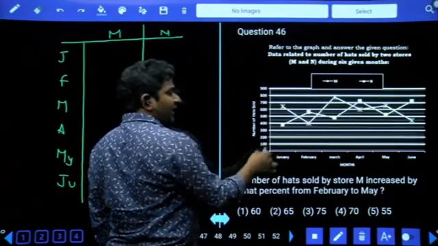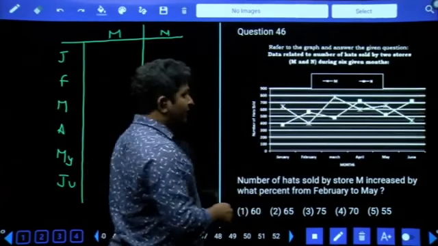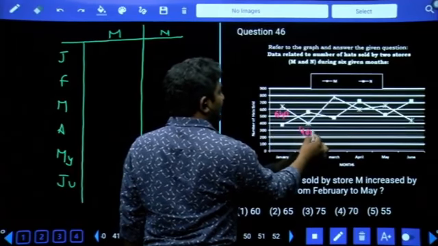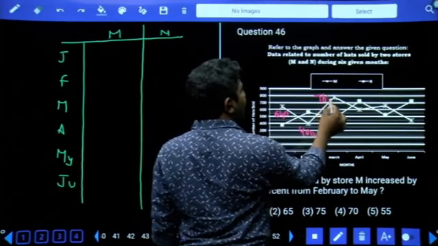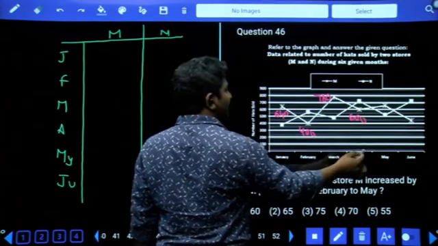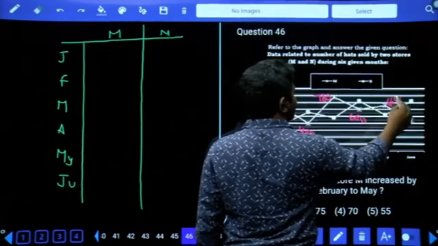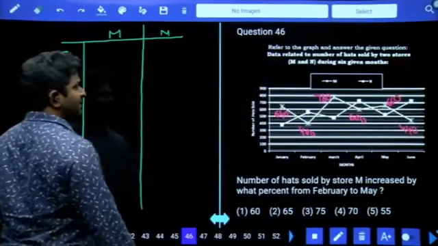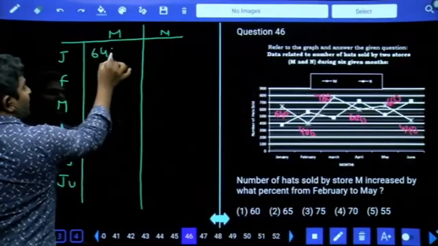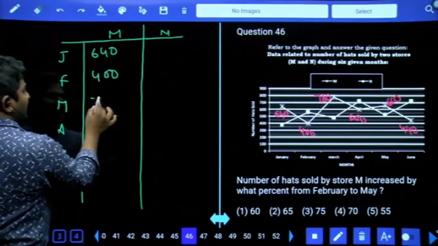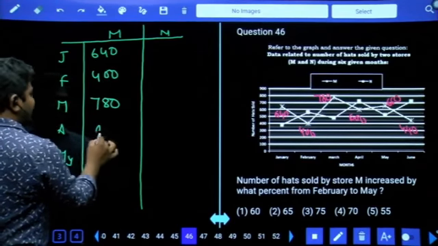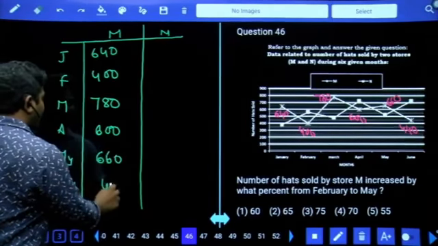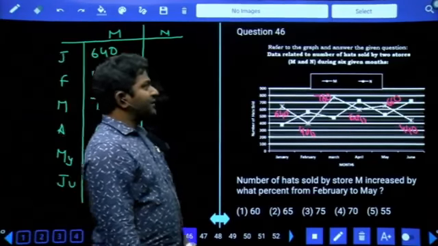0, 100, 200, 300. 100 gap we have and 5 lanes are there. Each lane is equal to 20. This is 640 and it is 400. Next is 780. Next is 600 and it is 660 and it is 440. These are values of M: 640, 400, 780, 600, 660 and 440. Number of hats sold.